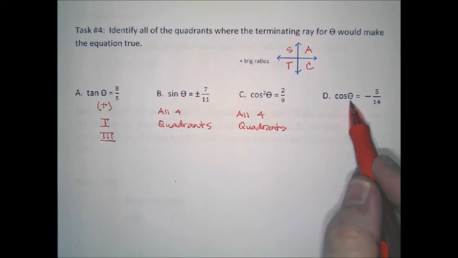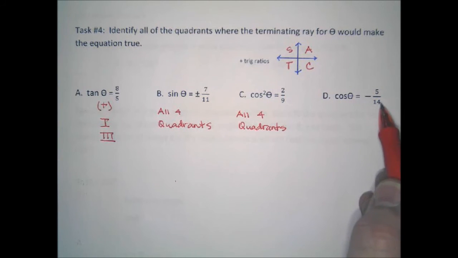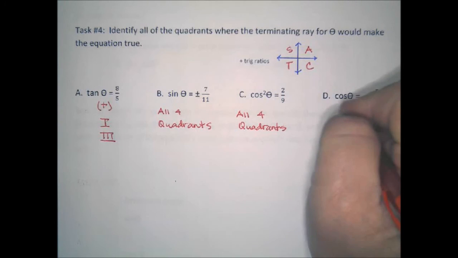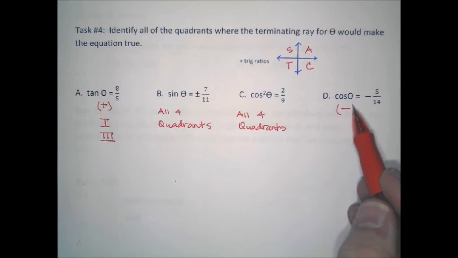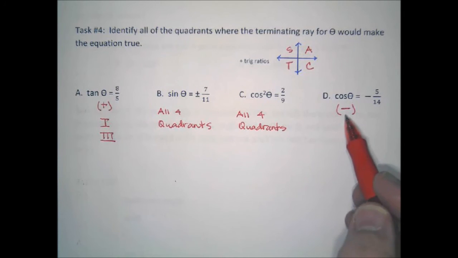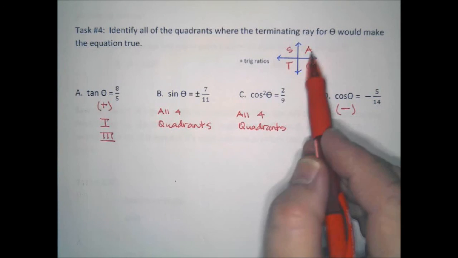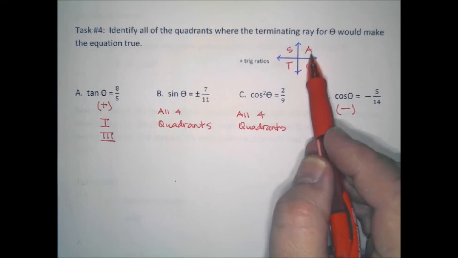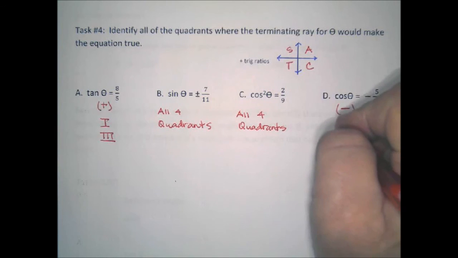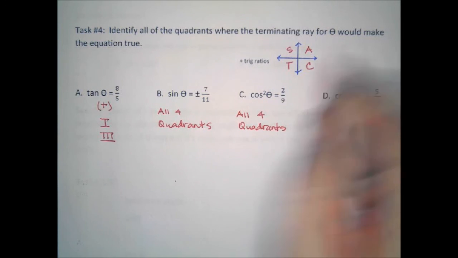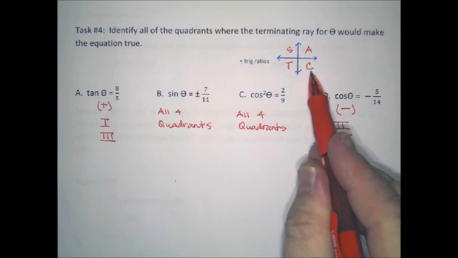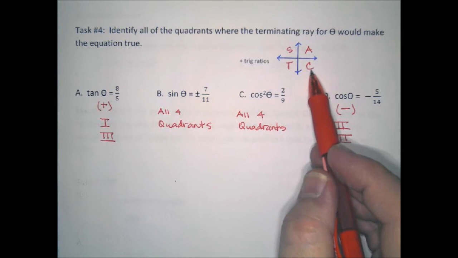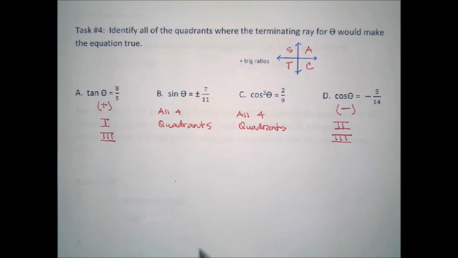Now, cosine theta is negative 5/14. So the really important thing about this is the cosine value is negative. Where do we find reference angles that have negative cosine values? Well, it can't be in quadrant 1 because everything's positive. It could be in quadrant 2, or it could be in quadrant 3, but it can't be in quadrant 4 because cosine values are positive in quadrant 4.